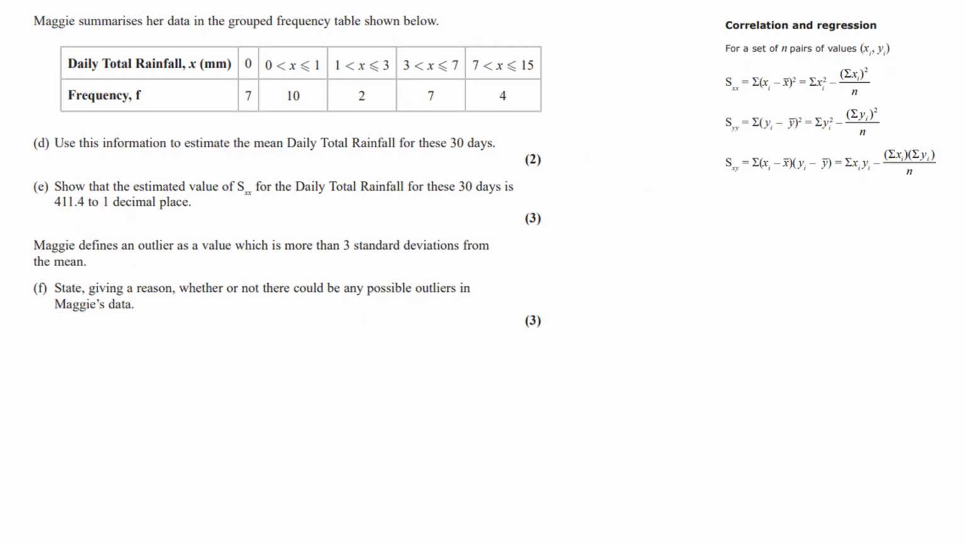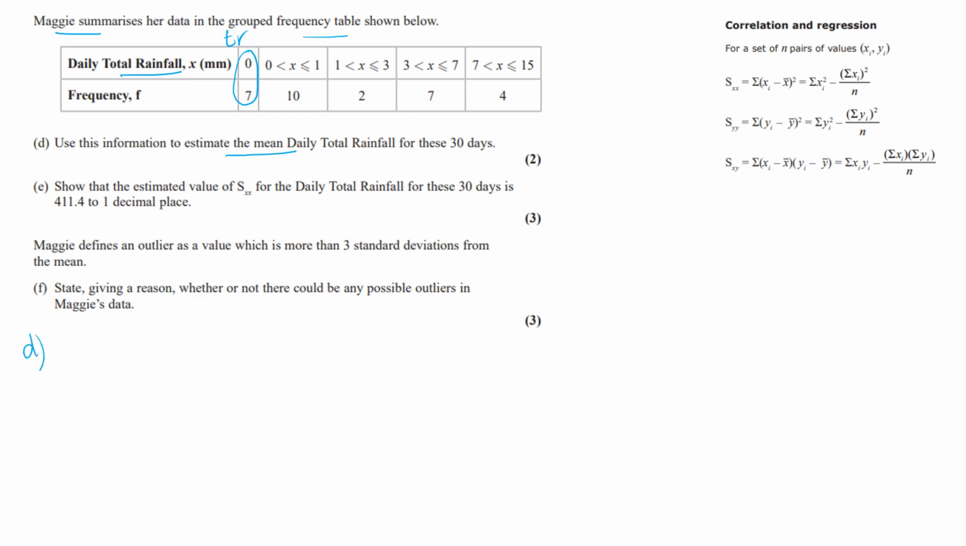For the rest of this question, we're still looking at Maggie, who has summarised the 30 days in this grouped frequency table when she's collected the data on total rainfall. And we can see if there were any days that had trace, they would be included in this section here because there's 7 days with no rainfall and so on. So we're using this information to estimate the mean for part D.